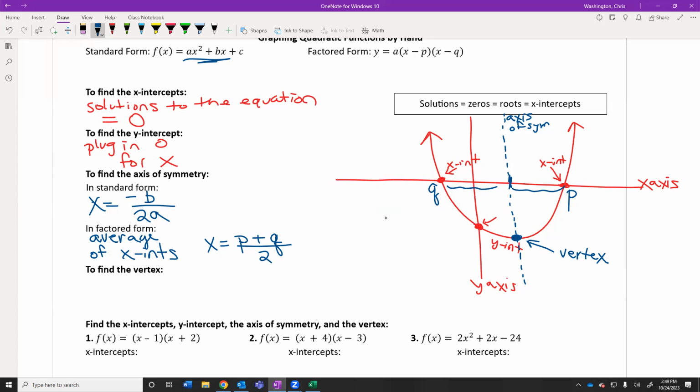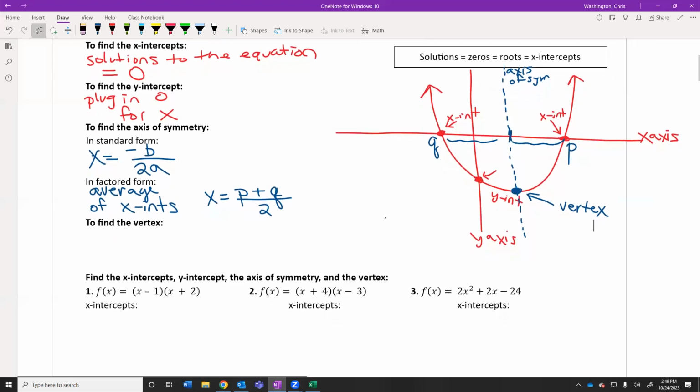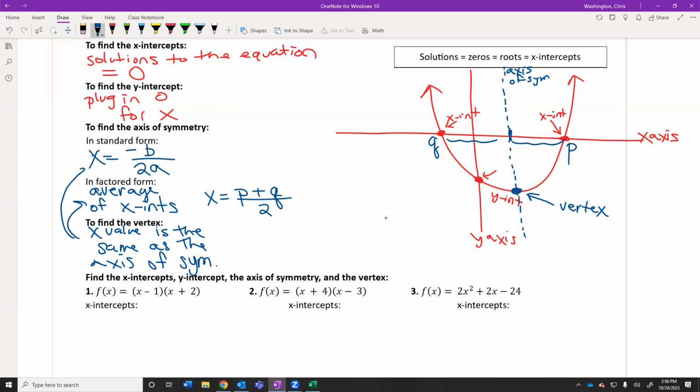And how do we find that? Well, because it is on the axis of symmetry, the x value is the same as the axis of symmetry. And how do we find that? If you want, you can draw an arrow back up to the two things we wrote right above it. The average of the x-intercepts, or x equals negative b over 2a, is going to be the x value for the vertex.